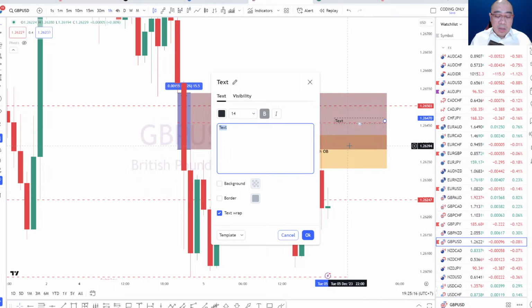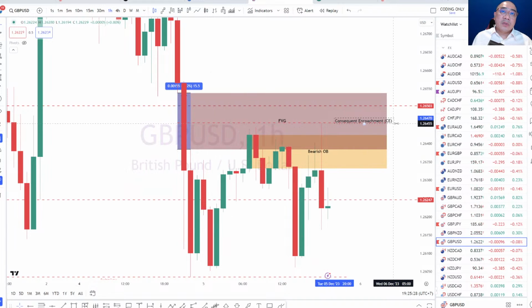It's a consequent encroachment, or CE. You don't need this, I'll be honest with you, but I'm just being very technical on what that is. A CE is actually just the middle point of a fair value gap.